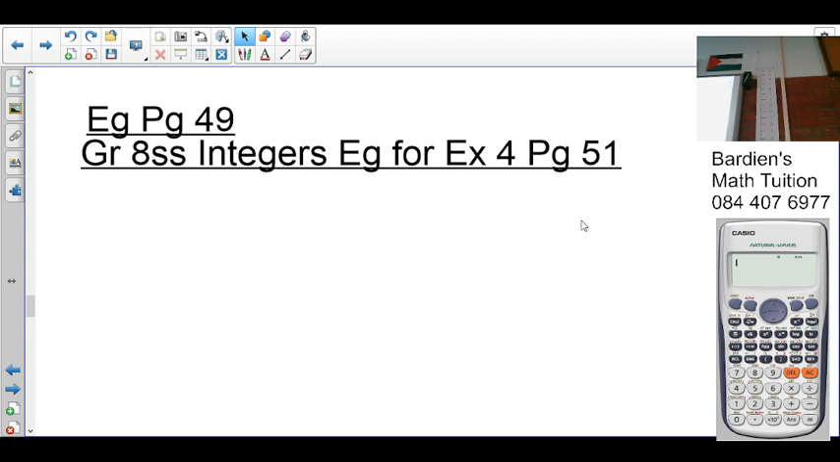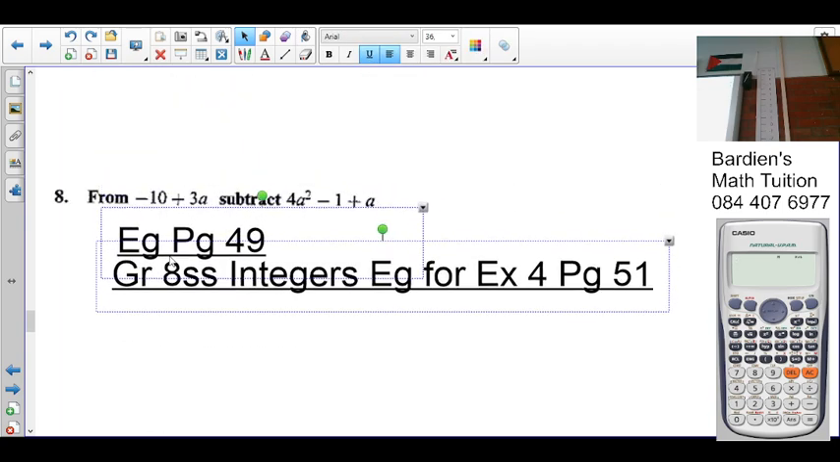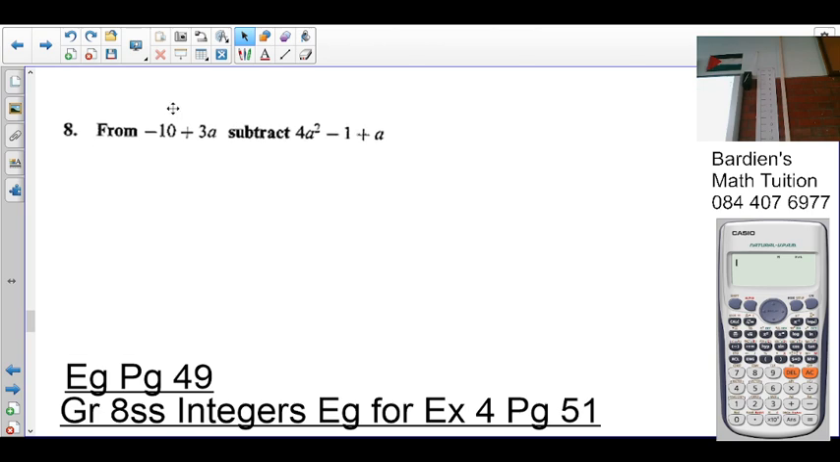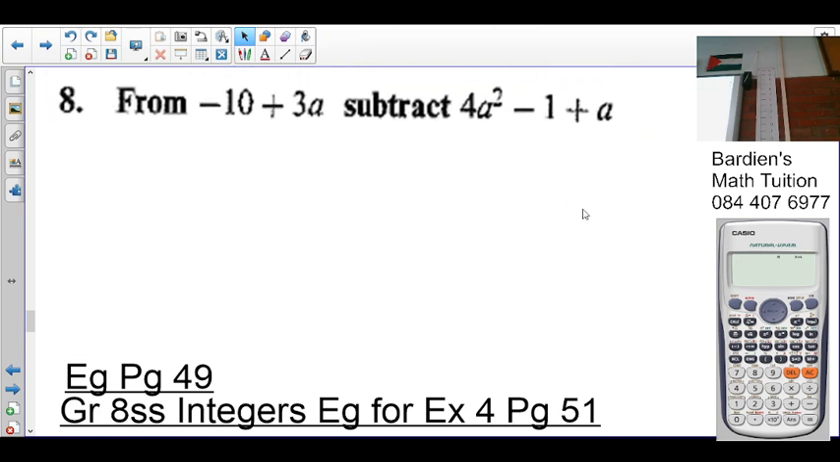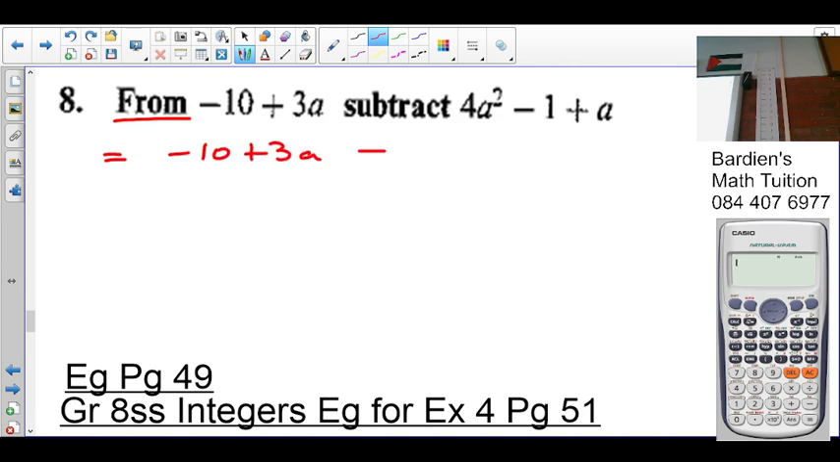Let's pick up the pace a bit and see if any of you guys are getting bored. Right, people, it says here: from negative 10a plus 3a subtract 4a squared minus 1 plus 8. So what did we say? We're going to underline the word from and write whatever follows from first. That's negative 10a plus 3a minus, brackets, 4a squared minus 1 plus 8. So what do I do now? Get rid of the brackets.